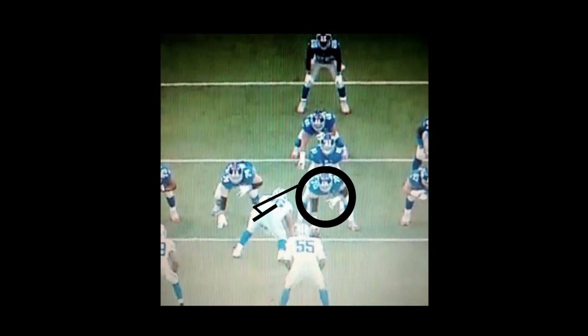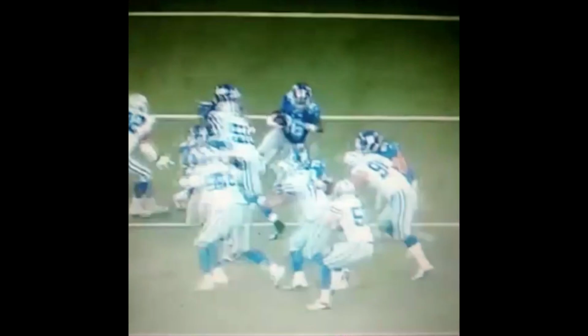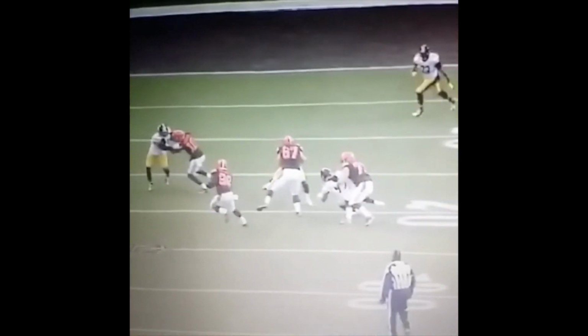Here we see a great example of a reach block by Giant center Weston Richburg. Watch as he clears his hips across the face of the defender and really seals him off. Now we see Joe Thomas working on the edge, clearing his hips and sealing the outside for his running back to get a good lane up the field.